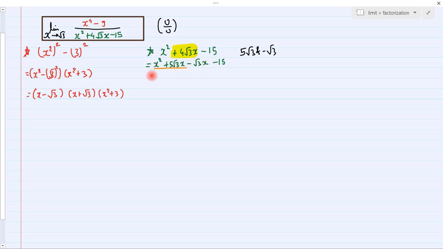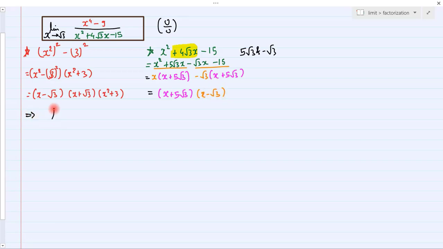So from first two terms we can take x common, so remaining terms will be x plus 5 root 3, and from last two terms we can take minus root 3 common, so we'll get x plus 5 root 3. So the factors of the denominator will be x plus 5 root 3 and x minus root 3.